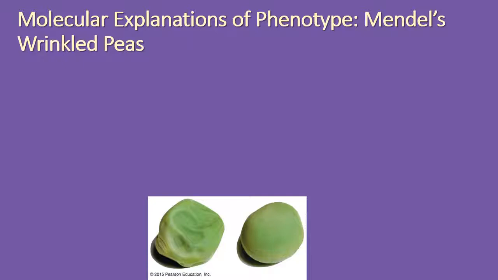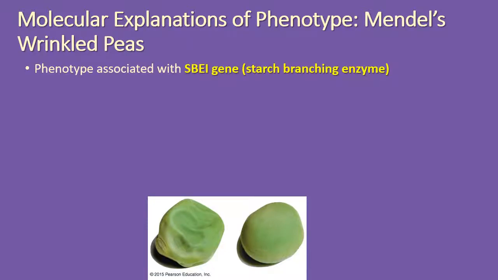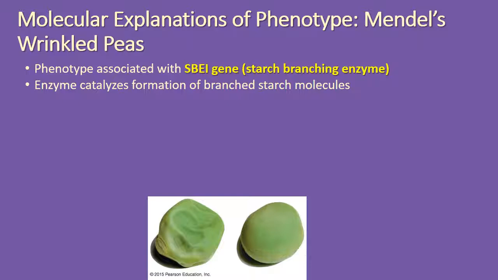So, we know that there are 2 alternate forms of the peas as far as their shape is concerned. You have round and wrinkled, and we know that they're controlled by genes. But what exactly is going on with these genes, and how do we end up with these wrinkled peas? Well, it turns out there's a gene called the SBEI gene, and it's an enzyme that's involved in creating branched structures of starch. So as the seed is making glucose and then storing that glucose as starch, the enzyme catalyzes the formation of the branched starch, so that you have all these different branches.